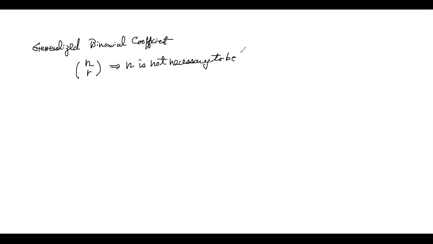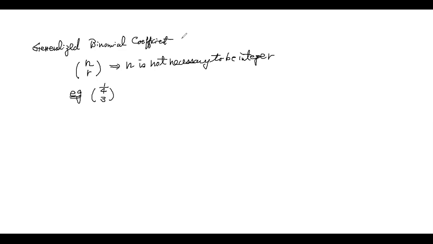So we have the generalized binomial coefficients. For the generalized binomial coefficient, we still use the notation n choose r, but the n here is not necessarily an integer anymore. That means it doesn't have to be a whole number. So what does that mean? That means I can ask what is 1/4 choose 3. So what does that mean here?